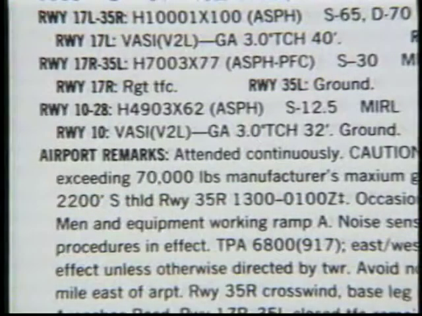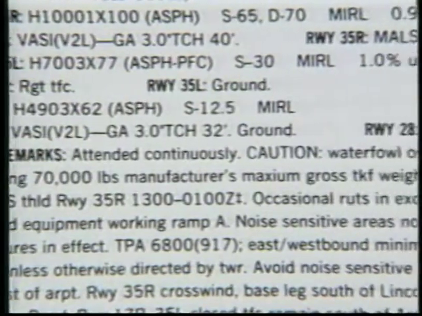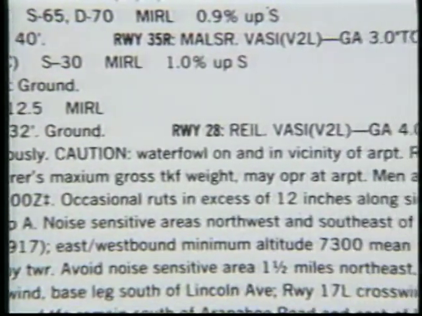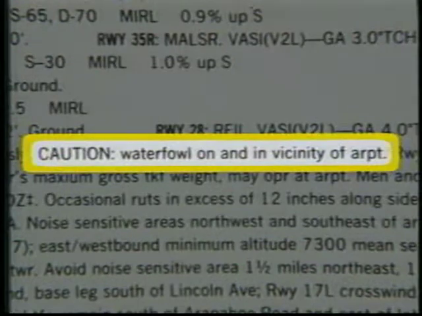The airport remarks section contains operational information about the status and usability of the airport. For example, there is a caution about waterfowl on and near the airport. As you approach or depart the airport, you should remain alert for bird activity. A bird strike can severely damage an airplane.